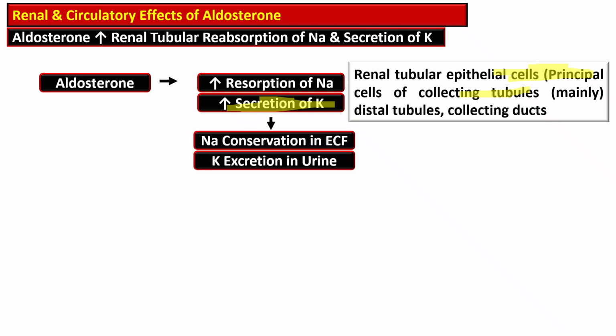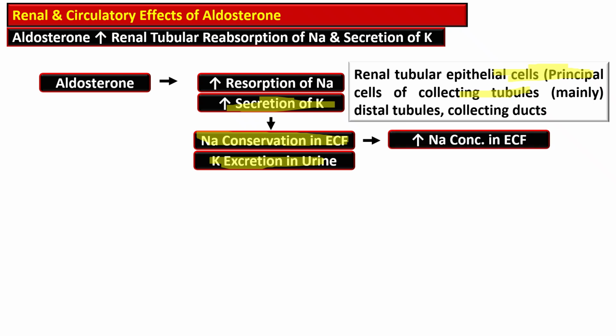The effect of aldosterone is increased sodium reabsorption, or conservation of sodium in the extracellular fluid, and potassium excretion in the urine. So that will decrease the extracellular fluid potassium concentration and increase the sodium concentration in the extracellular fluid.